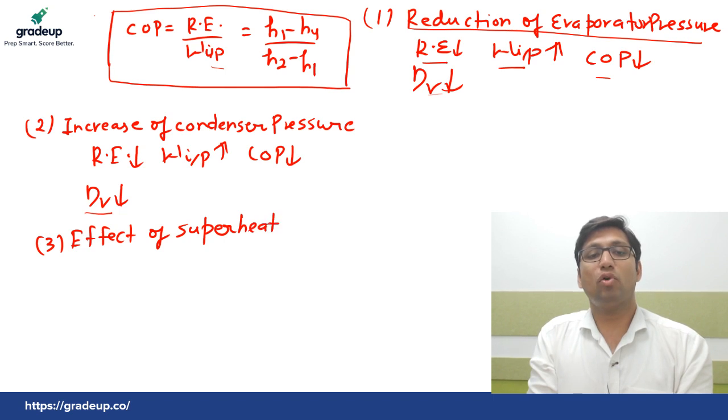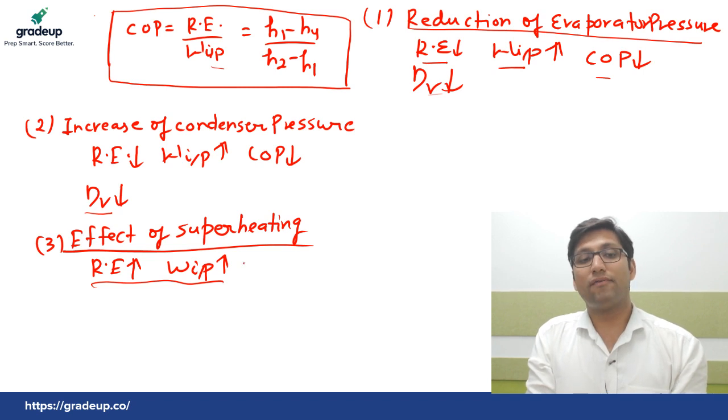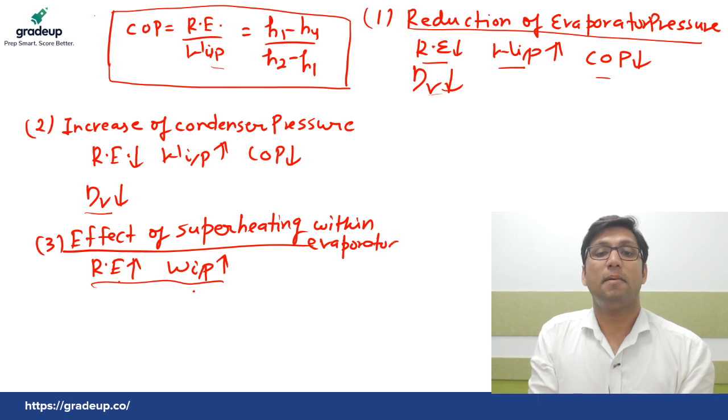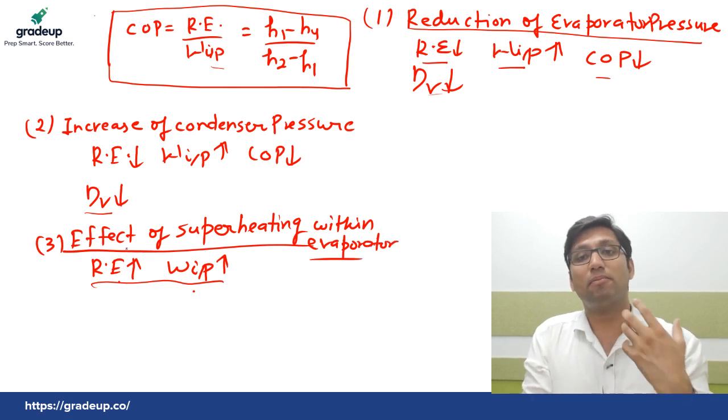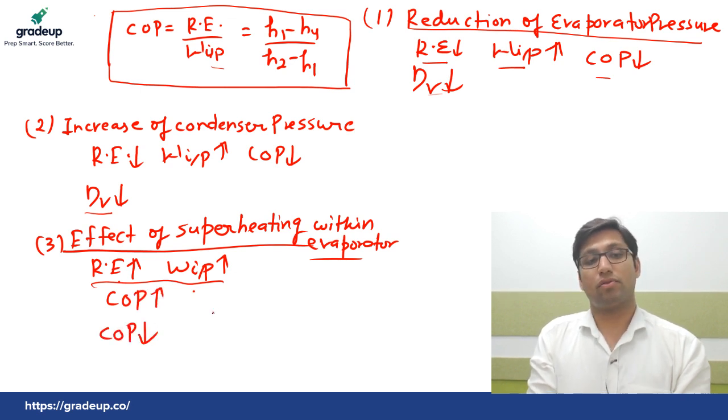If you increase the superheating, refrigeration effect also increases and work input also increases. Both things increase. So with superheating within the evaporator, both refrigeration effect and work input will increase. In that case COP can increase also and COP can decrease also.